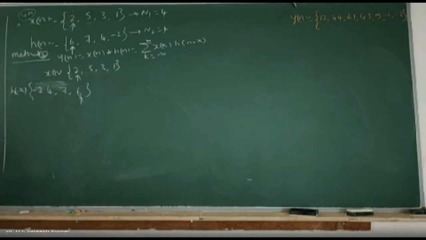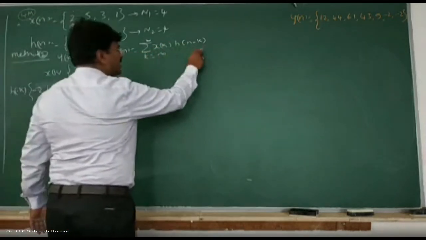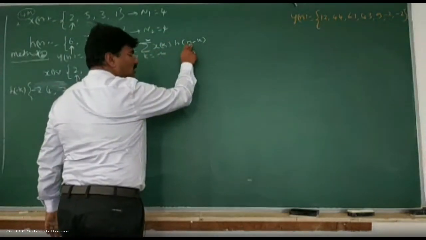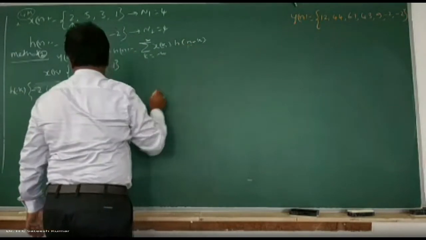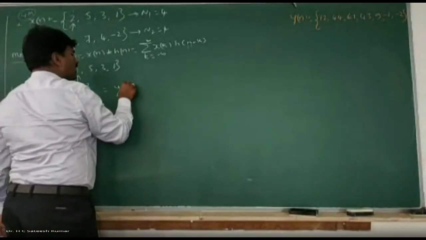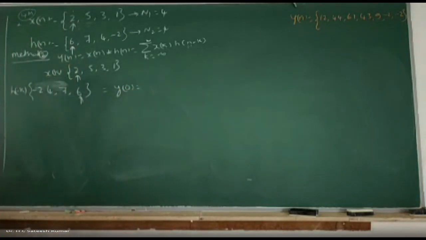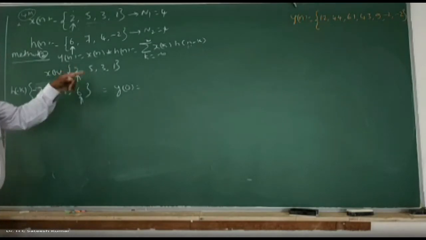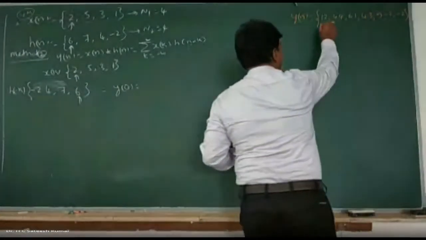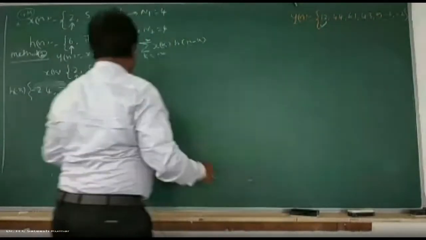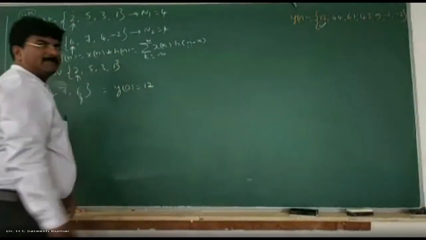Multiply the corresponding elements. So what did we do? x of k into h of n minus k. n indicates shift. n is 0 means what? No shift, only fold. When n is equal to 0, whatever the output, we call it y of 0. y of 0 means the 0th value you will get. You multiply, you will get the answer. So element by element you can verify. 6 into 2, 12. You see that the answer for this one is 12, correct? So y of 0 is 12. First element we got.